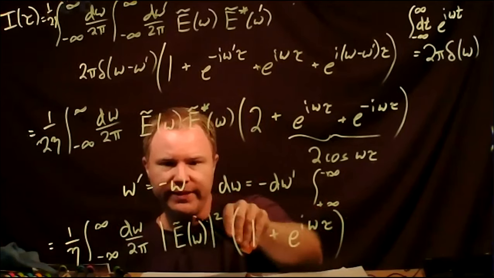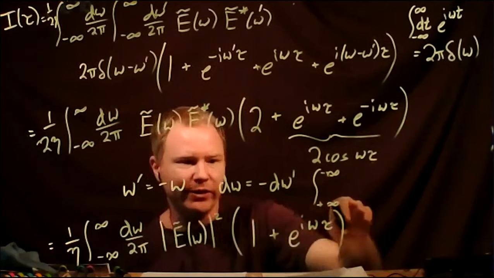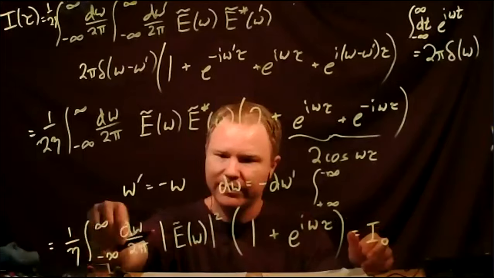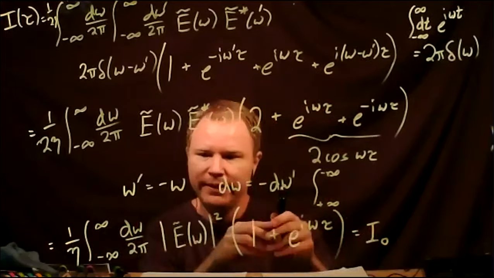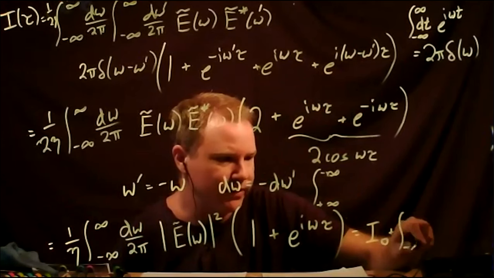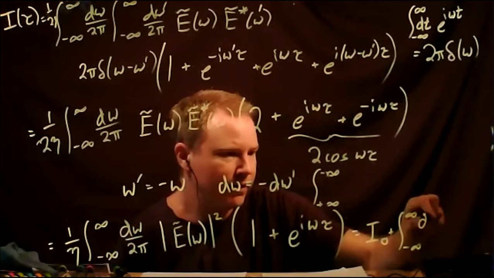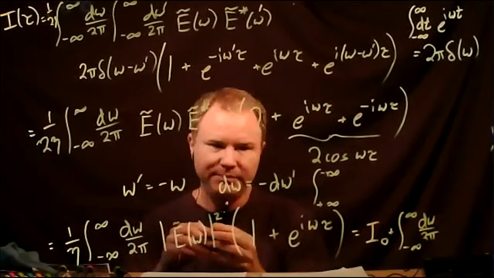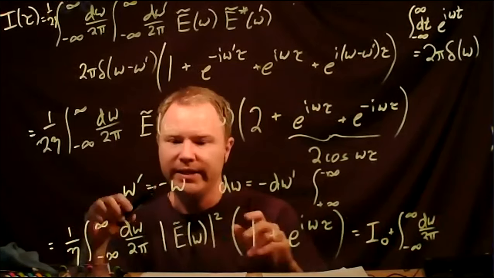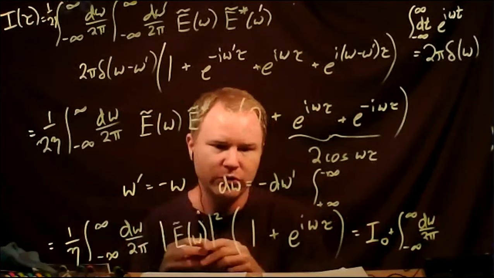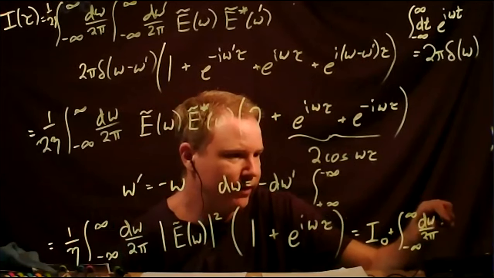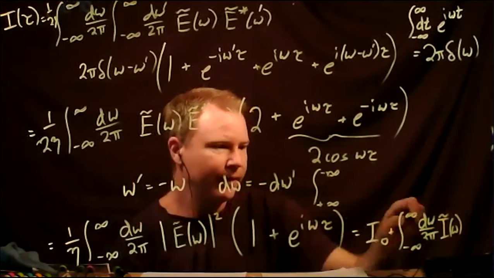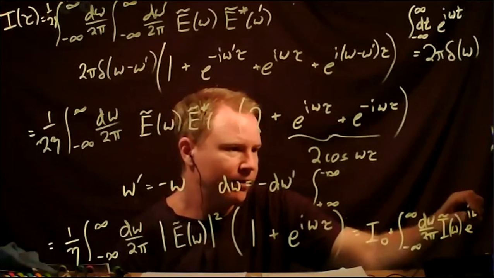This first term here is just the total intensity. This is just taking the spectrum and adding it all up. So this is just I naught. And the second term here, from the definitions I had to erase because I had no room, this is just plus the integral from minus infinity to infinity d omega over 2 pi times all the eta and the magnitude of E omega squared all combined to give me what I called I tilde of omega before, e to the i omega tau.